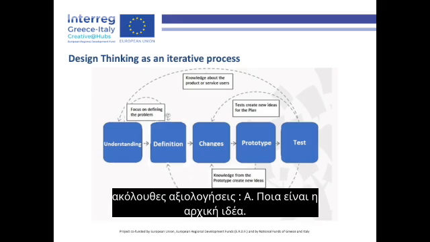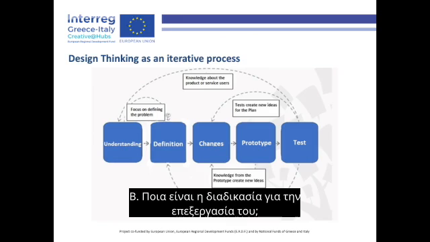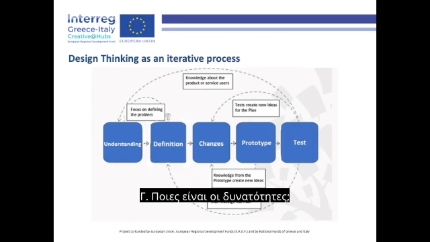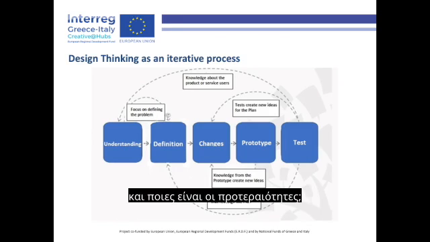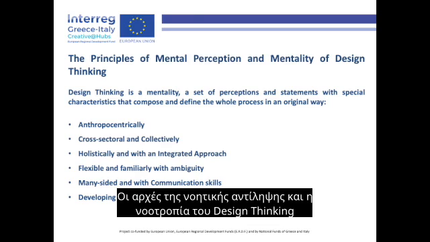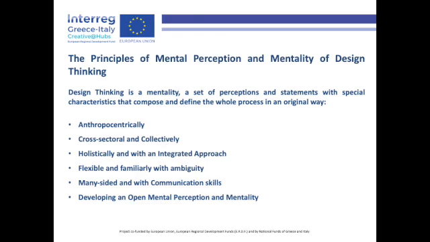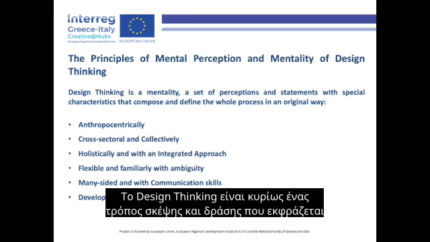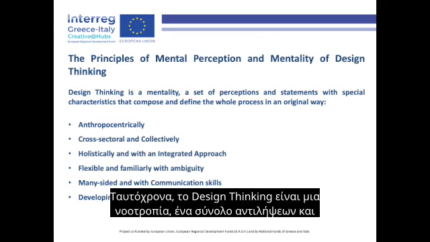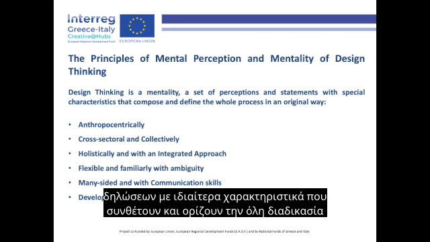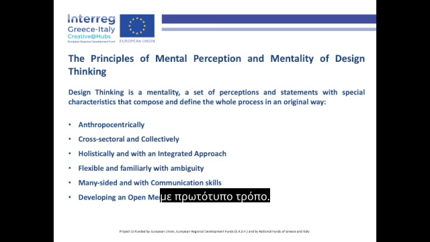A. What is the initial idea? B. What is the process for its editing? C. What are the possibilities for any potential corrections, adjustments? D. What are the problems and what are the priorities? The principles of mental perception and mentality of design thinking. Design thinking is mainly a way of thinking and acting, which is expressed and implemented as a structured process. At the same time, design thinking is a mentality, a set of perceptions and statements, with special characteristics that compose and define the whole process in an original way.